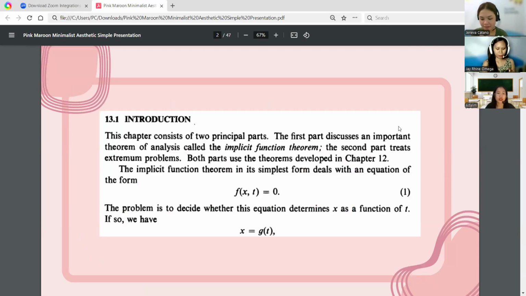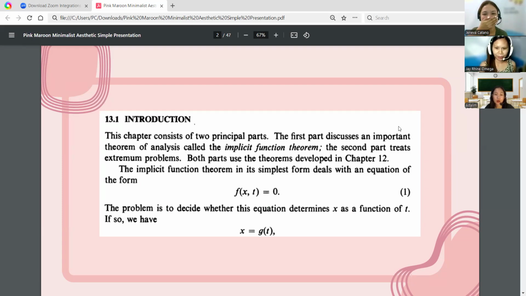Let's start from the introduction. This chapter consists of two principal parts. The first part discusses an important theorem of analysis called the implicit function theorem. The second part treats extremum problems. Both parts use the theorems developed in Chapter 12.